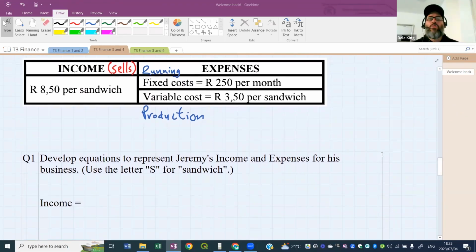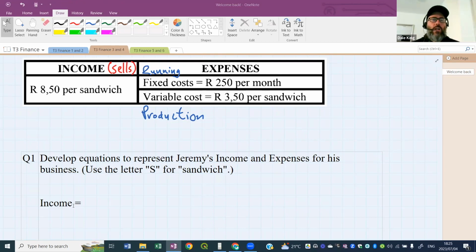You need to develop equations. Please do not stress about the word equations. It's just a story sum with some math symbols in it. Develop an equation to represent Jeremy's income and expenses for his business.